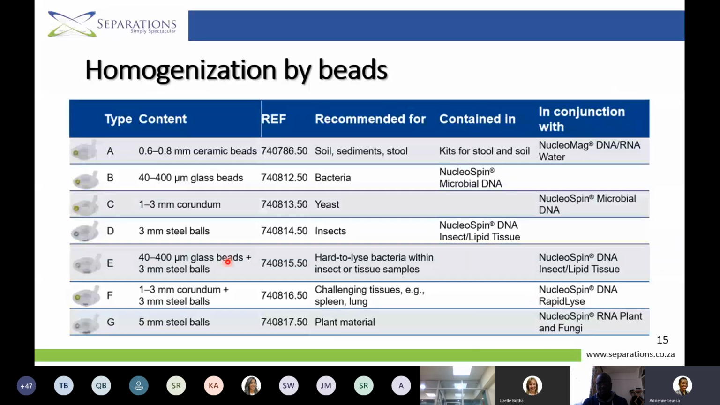And in this slide, we just want to highlight that there are different types of beads that target different types of samples. So it's different materials and actual diameters of the bead. So there's some science and engineering that goes into the design of these homogenization beads. And for the environmental samples, most of them will need the type A beads, and they come already included in the stool and soil kits. And for the water kits, you can buy them separately.